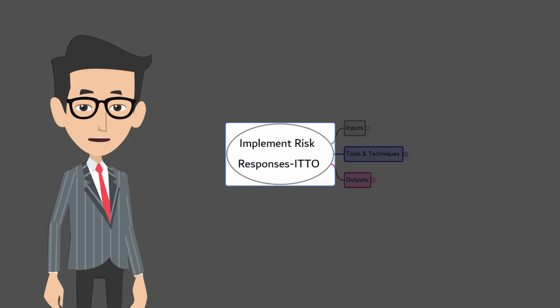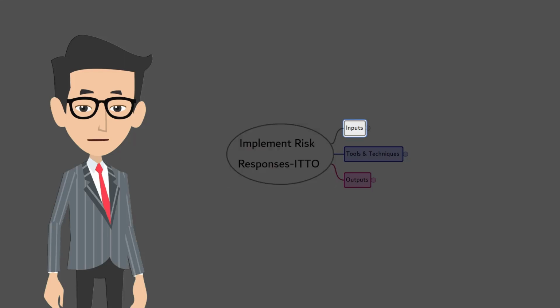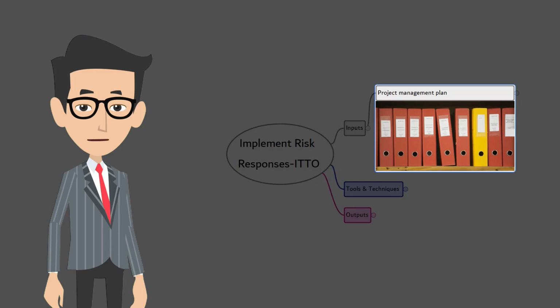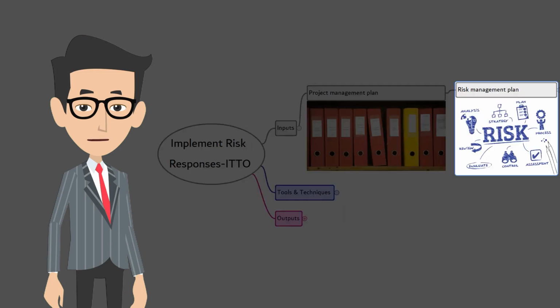Let's discuss the ITTOs. First, inputs. There are three. In that, the first one is the project management plan. And in it, it's the risk management plan.